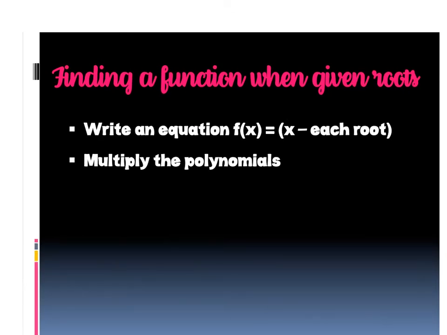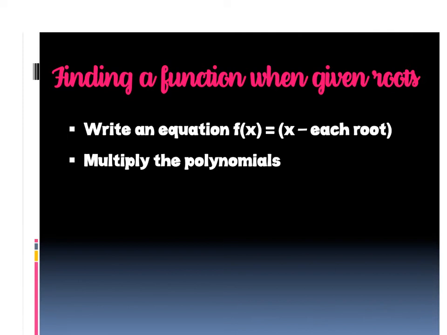x equal to, and then you just do x minus each root. And you're going to set up a parentheses for each of the roots that are given. The x minus means it will always change the sign on the root. So if the root given is positive, then in the equation it's going to be x minus. If the root given is negative, then it's going to be x minus a negative, which turns it positive. And then you're just going to multiply the polynomials.